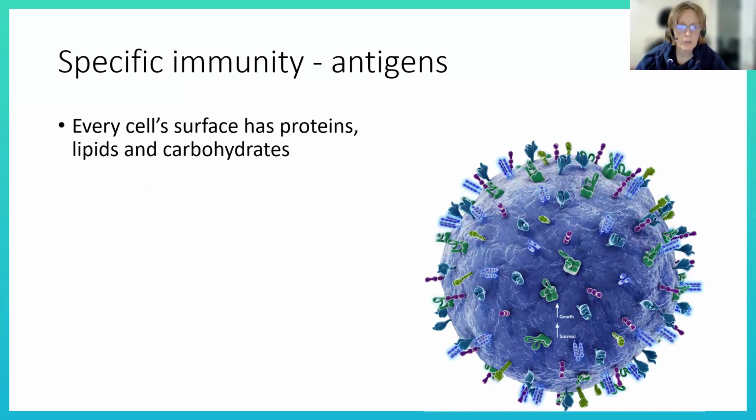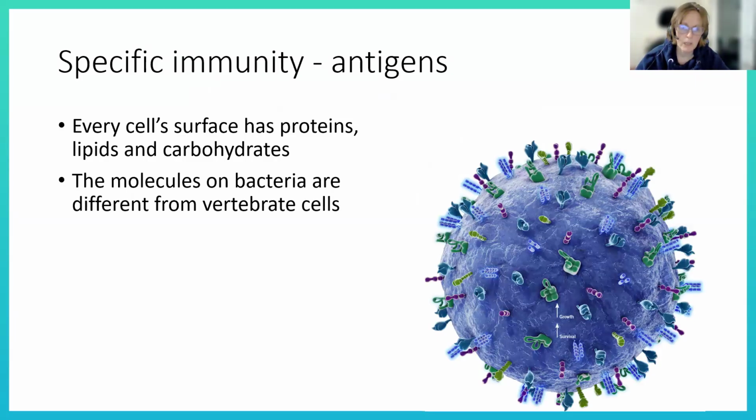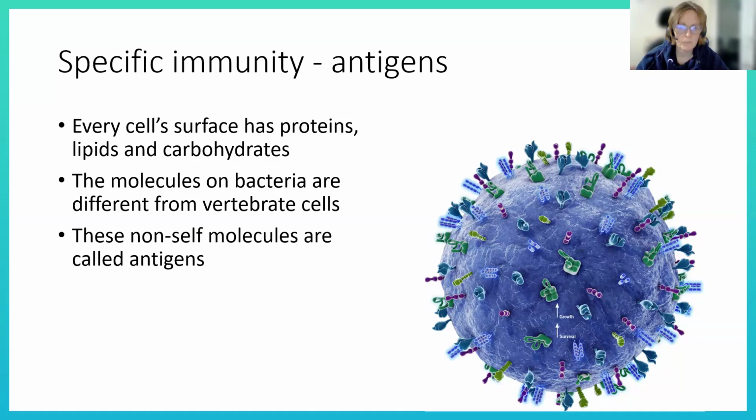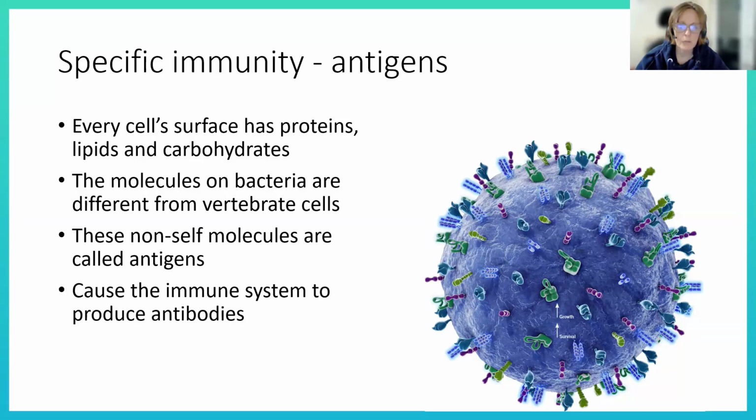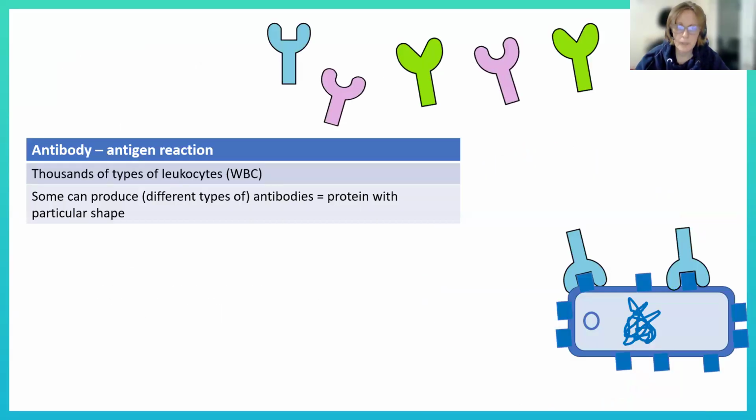So for specific immunity, we have antigens on our cells, as we know, and the molecules on the bacteria are different from the molecules on the surface of vertebrate cells. Obviously, we're vertebrate animals. They're different to human cells. And we recognize these antigens as non-self, and the immune system produces antibodies against these. As we saw earlier, there are thousands of different white blood cells that can produce different types of antibodies. And these are proteins that have a very specific shape.